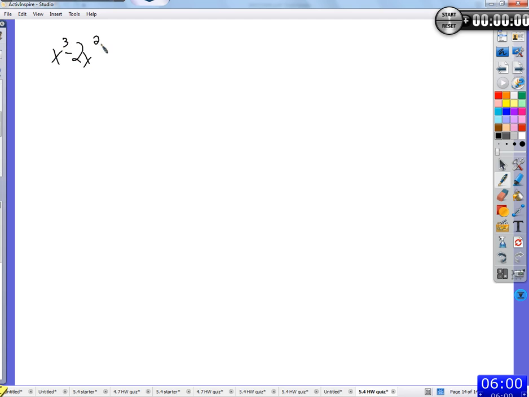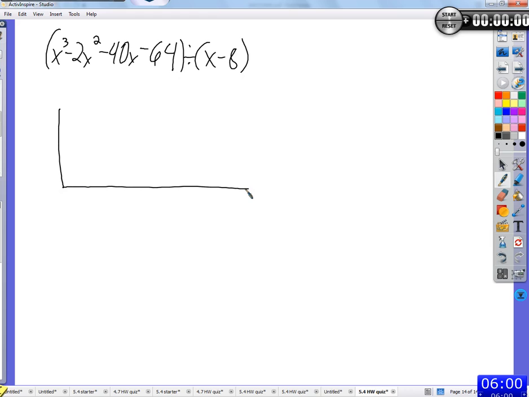Minus 2x squared minus 40x minus 64 divided by x minus 8. We did this already with long division, and now we'll do it since it does have a divisor that fits the mold that we talked about. We can use synthetic division. Okay, so 1, negative 2, negative 40, negative 64. It's just making sure that we have all the powers, third, second, first, and then a constant.